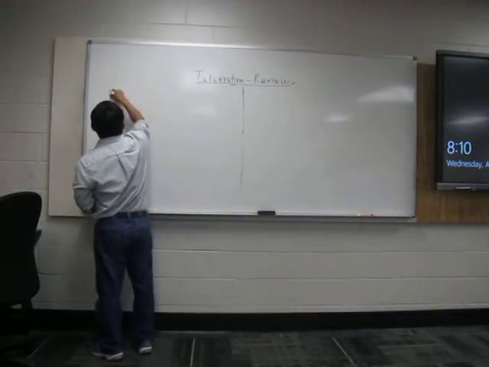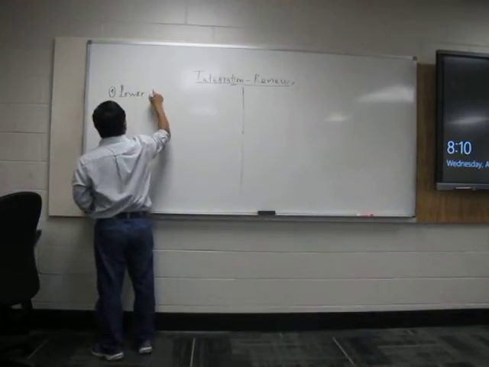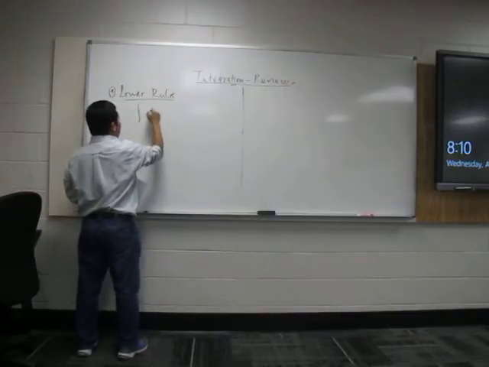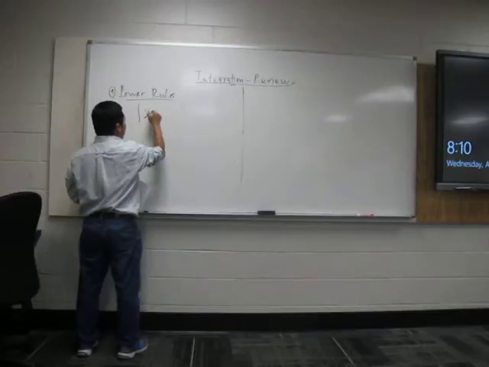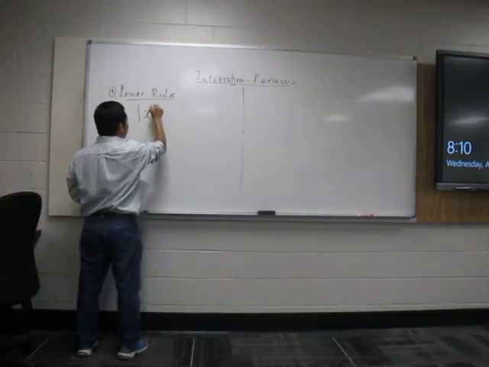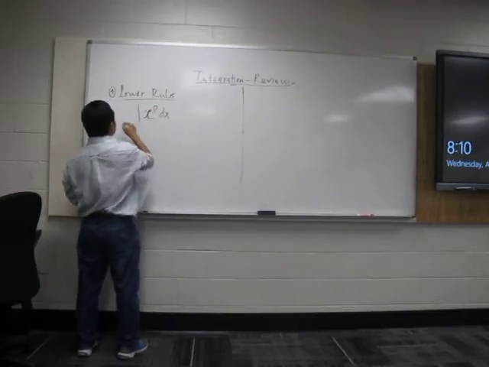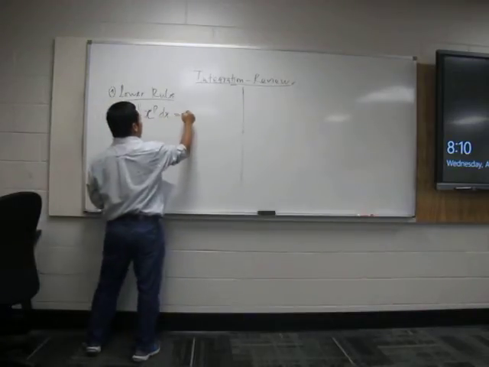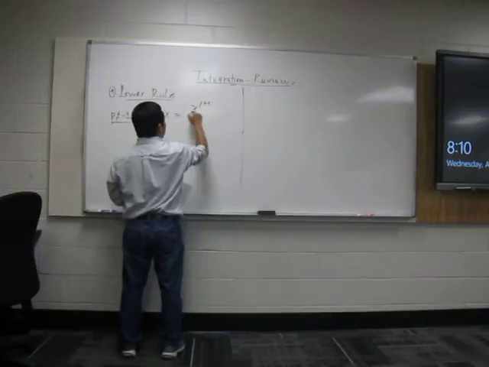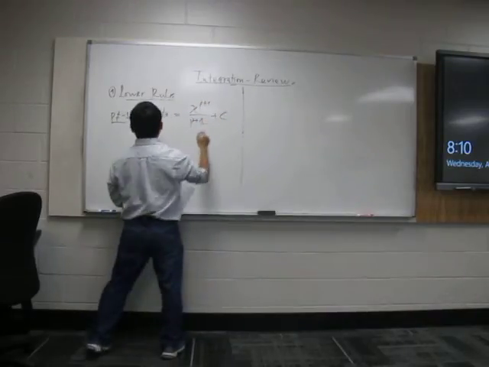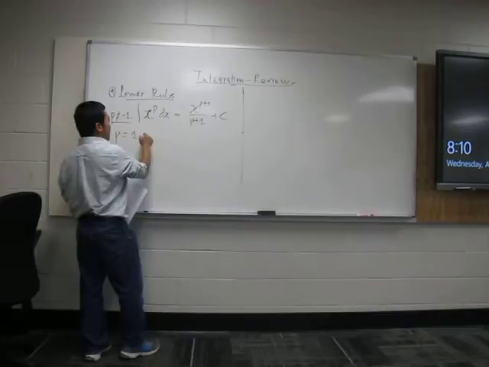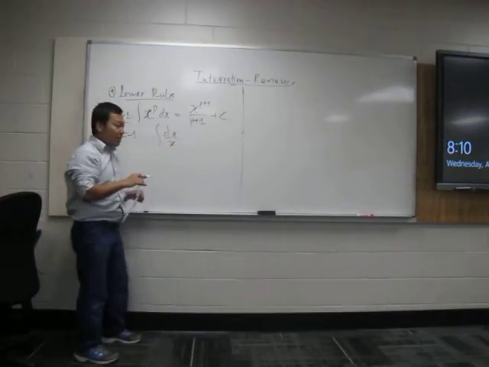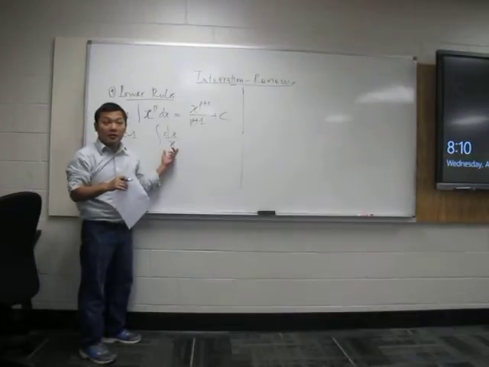The first rule is the power rule. Power rule says, if you have some function x to the p dx, in this case I say p is not -1, different to -1, this is equal to x to p plus 1 over p plus 1 plus c. And when p is equal to -1, you have dx over x, right?